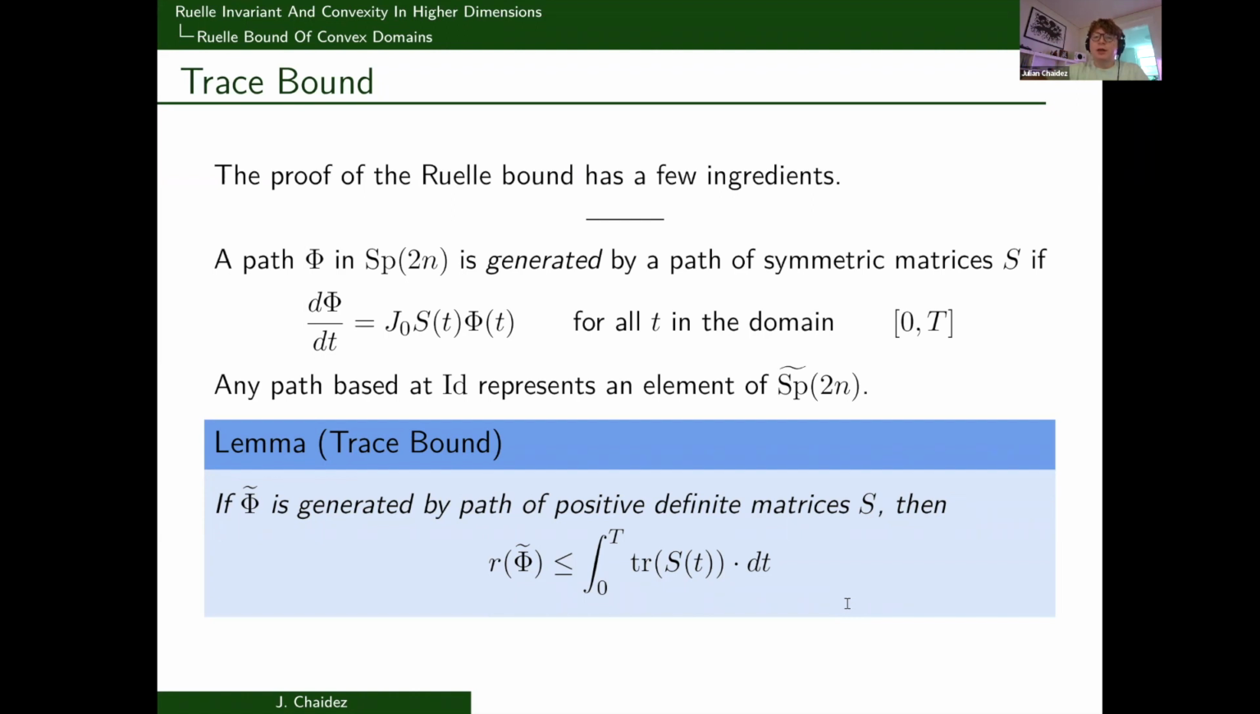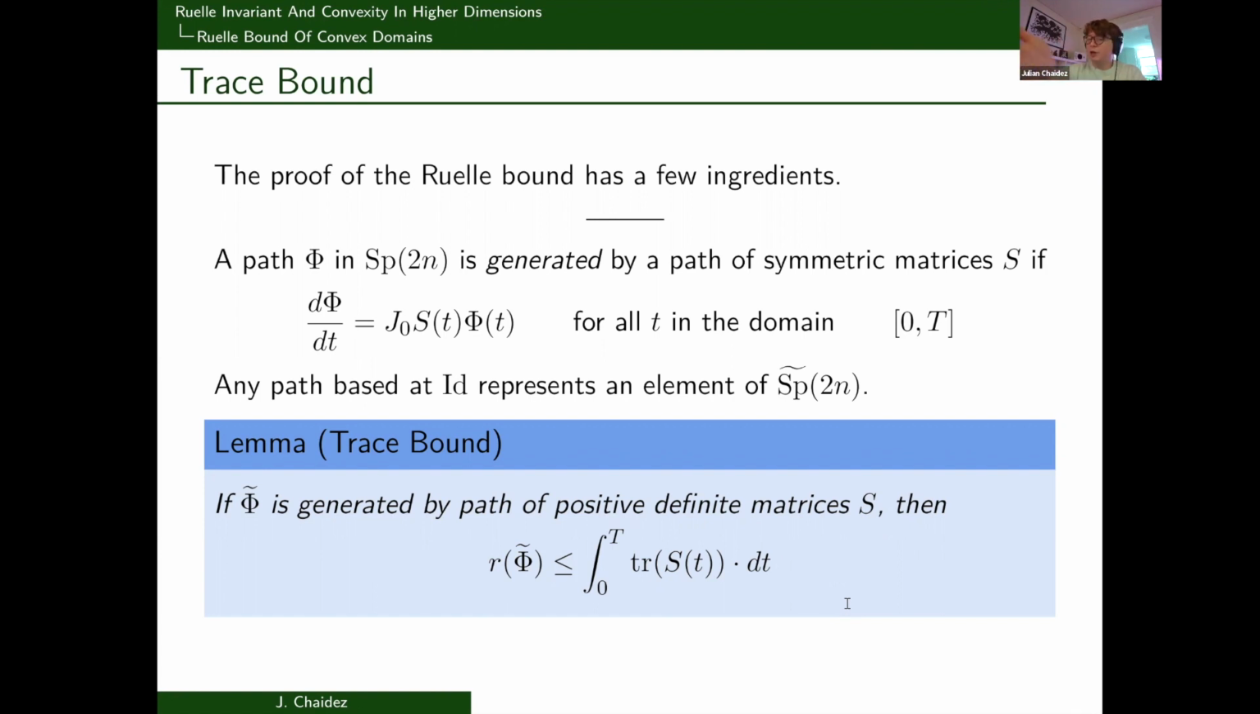So the first ingredient to the proof of this upper bound is the following fact. Let's say I have a path of symplectic matrices. I say that the path of symplectic matrices is generated by a path of symmetric matrices if the path of matrices satisfies this ODE.